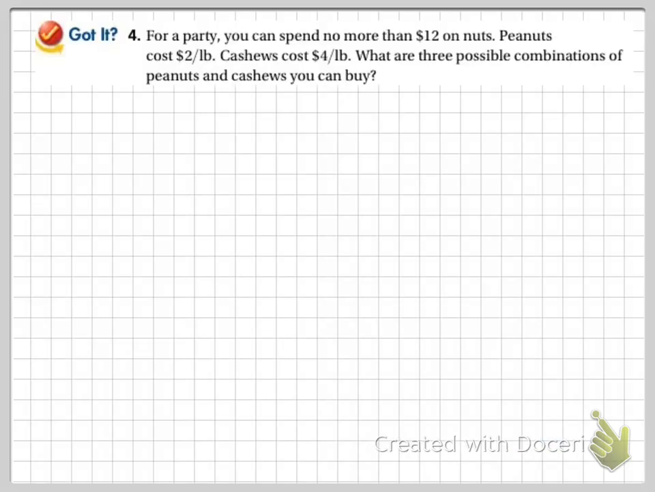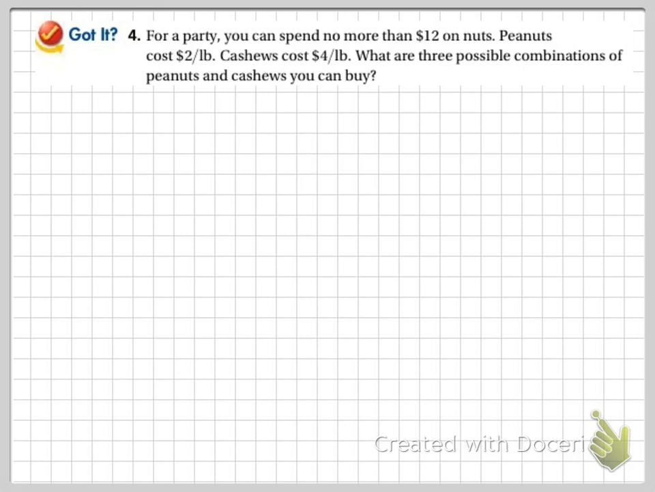Okay, we've got a story problem. It says for a party you can spend no more than $12 on nuts. So that means we can spend $1, we can spend $5, we can spend $7.50, we can spend $11.99, we can spend $12, but we can't spend $12.01 or higher. So we can spend $12 or less.